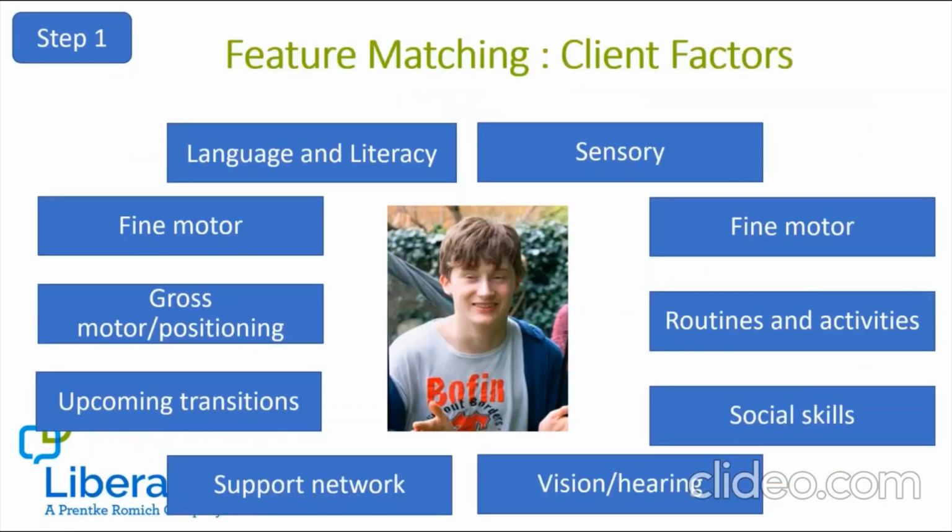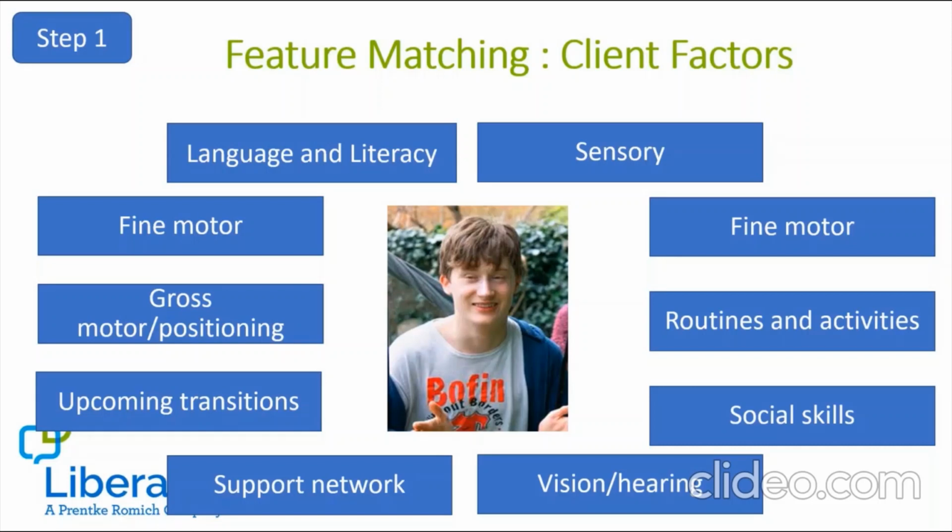Okay, feature matching. There are lots of factors that you need to consider about your device user across a range of categories. These include language and literacy, their sensory needs, fine and gross motor, their routines, any upcoming transitions, vision, hearing, a whole range of factors. This is just to demonstrate the importance of a thorough assessment before your trial commences, so that you're able to get a clear picture of your user's strengths, their needs, and what you might be considering in fitting them to the right device.